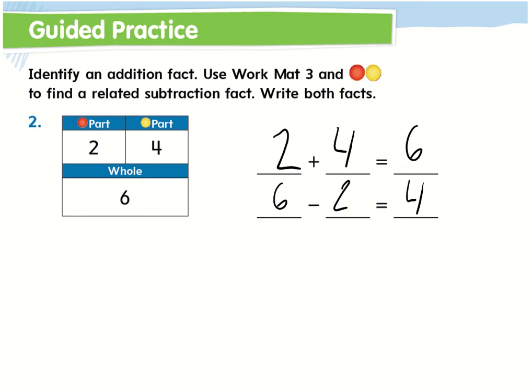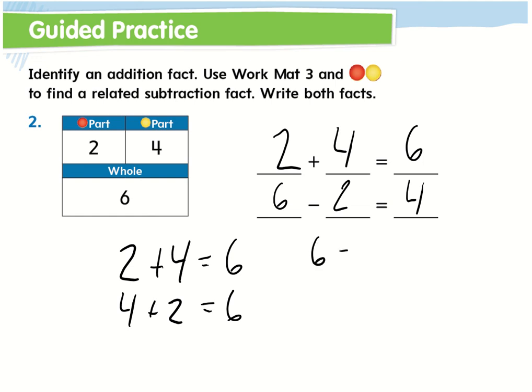So challenge for you guys right now, take a look at these problems and see if you can find out the other 2 equations. If I did 2 plus 4 equals 6, what do you think my flip-flop of that would be? If you said 4 plus 2, that is going to be your flip-flop. Let's think about this. 6 minus 2 equals 4.